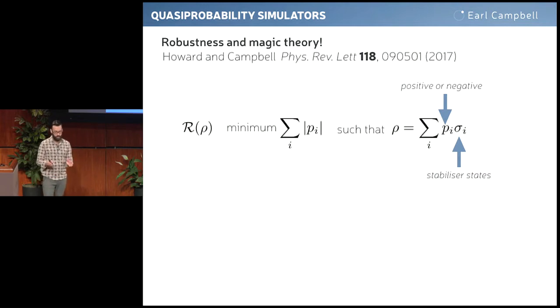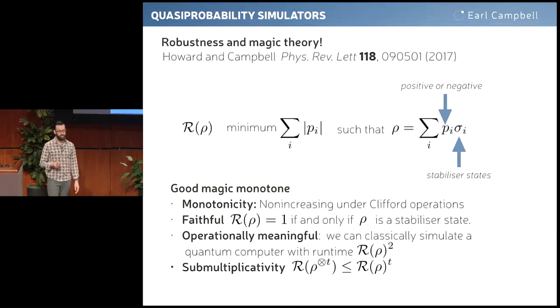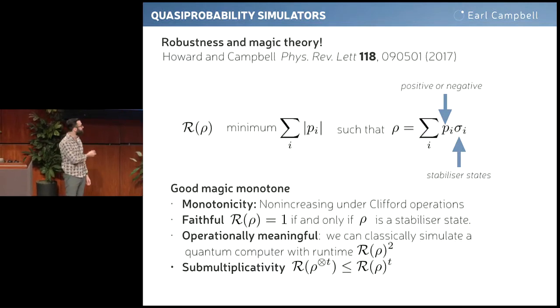So we can always write a state in this decomposition, and then we can quantify how far away it is from being a stabilizer state by taking the sum of the absolute values of this value p. And this gives us a good measure, which we call the robustness of magic of a state. So it's well behaved, it satisfies all the usual criteria that you would want to have if you were building a kind of resource theory of magic.